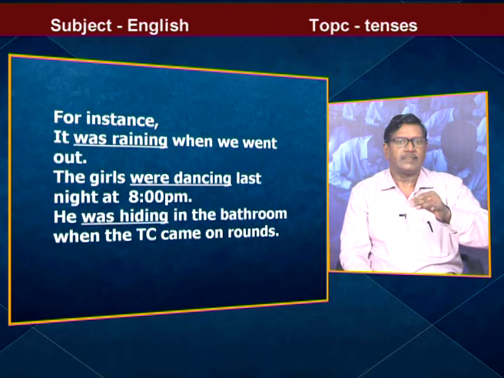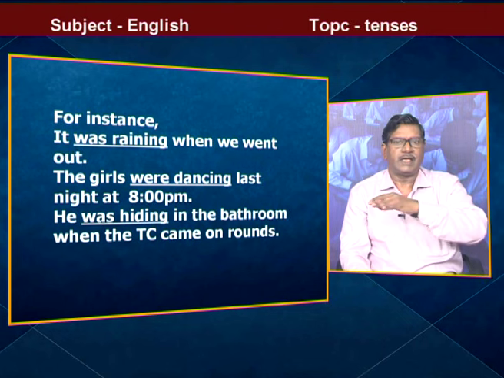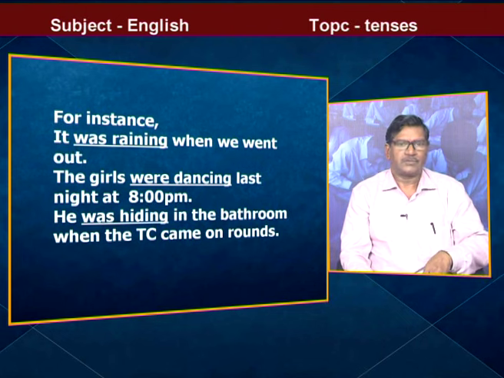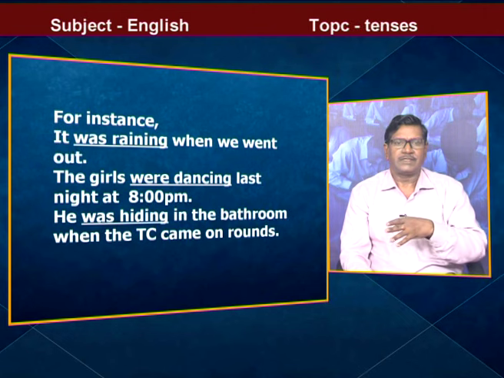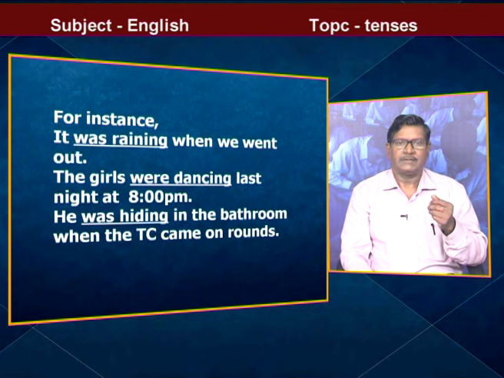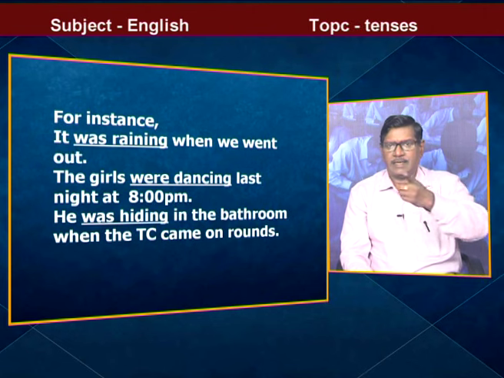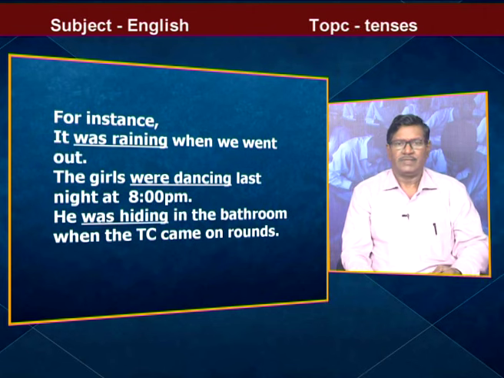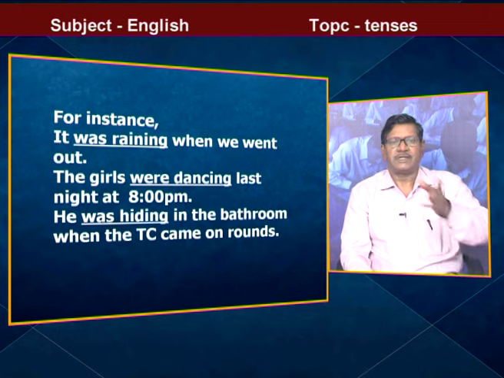He was hiding in the bathroom when the TC came on rounds in the train. TCs come and check the tickets bought by the passengers. But a man was hiding in the bathroom when the TC came. He was hiding. So these are all the past actions which happened at some time in the past.